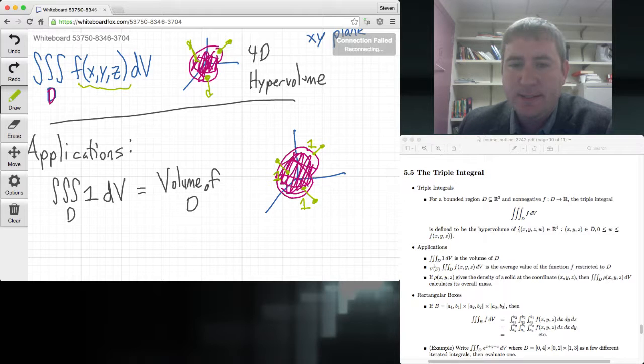But yeah, what is the hypervolume if your 4th dimensional width is always 1? It's just the volume of the base times the height of the 4th dimension. So that's the idea there. The triple integral is going to give us a clean way to get the volume of any region as long as we know how to set up the triple integral. And we'll talk about how we set those up later. Okay, so that's one application.